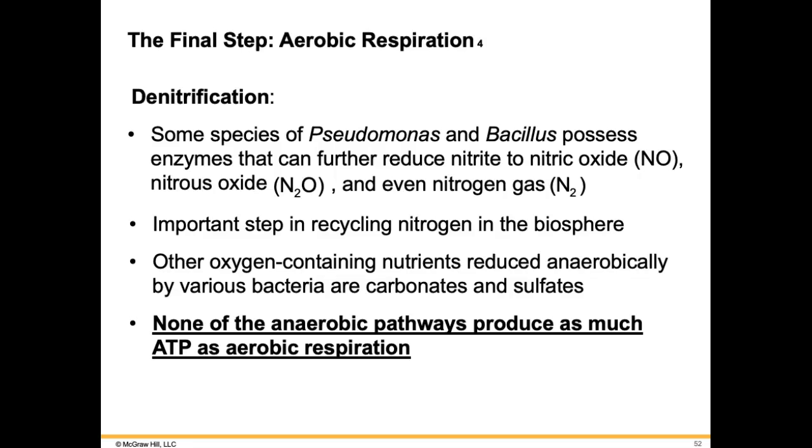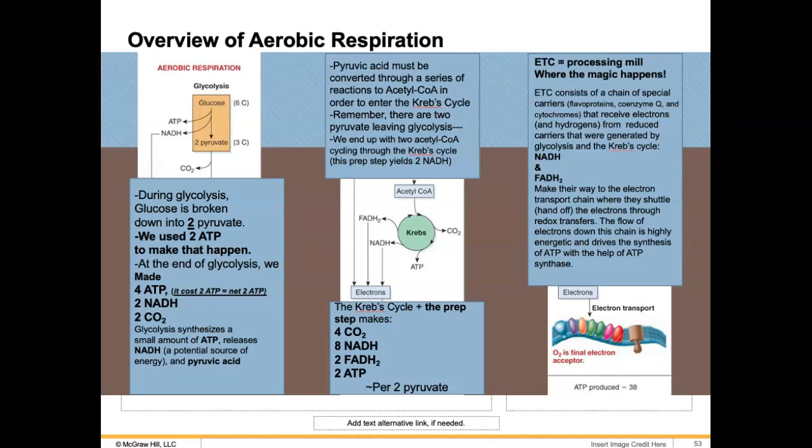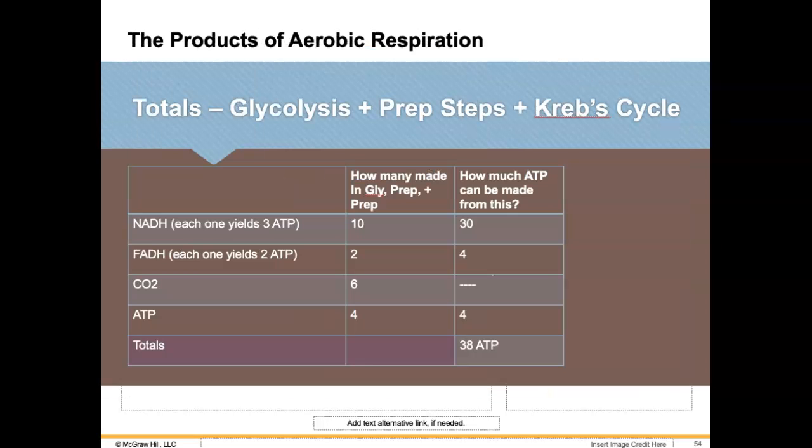Okay, so the only thing I really want you to focus on in this one is that none of the anaerobic pathways produce as much ATP as aerobic respiration. All right, and this is an overview of aerobic respiration and what's happening in glycolysis, then the Krebs cycle, and then in the ETC. And then the numbers are all put here so you know what is made. And then this is kind of summarized here.